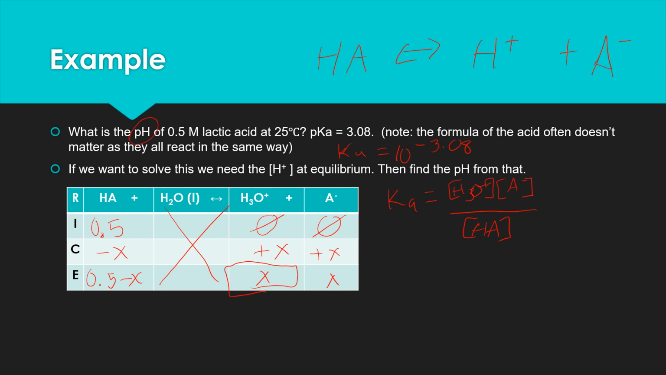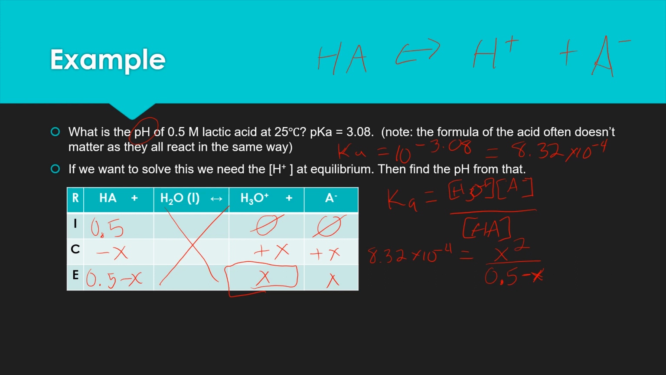Let me put that in my calculator. Sorry, I just need to get it in scientific notation. Okay, we got 8.32 times 10 to the negative 4. So that's what I'm going to put on the left side. I'm going to fill in my right side. On the products, on the top I have X and X, so X times X is X squared. And then on the bottom I've got 0.5 minus X.